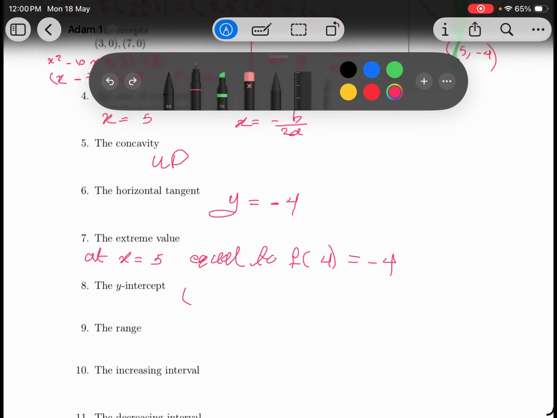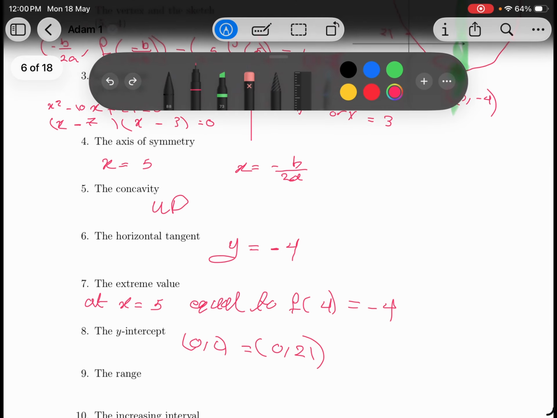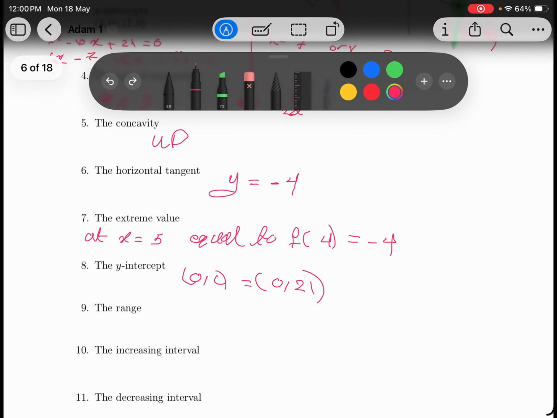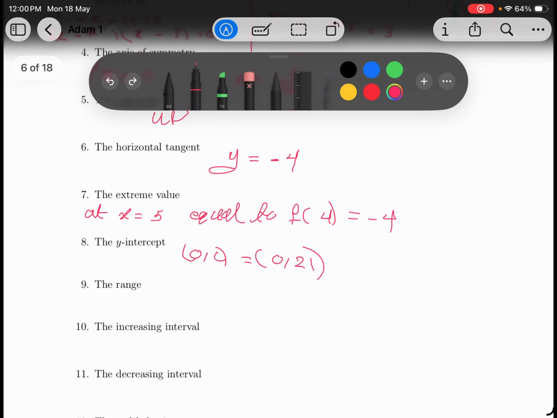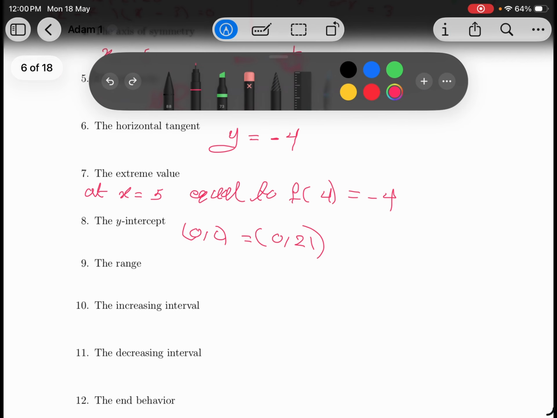Okay, y-intercept, this is 0, c, which is here 0 along with 21. Okay, look at this function. If you plug in 0, then it will be 21 by the end of the day. Okay, here the range started from the minimum value up to infinity. What is the minimum value? The minimum value is minus 4, right? So the minimum value is minus 4 included to infinity.